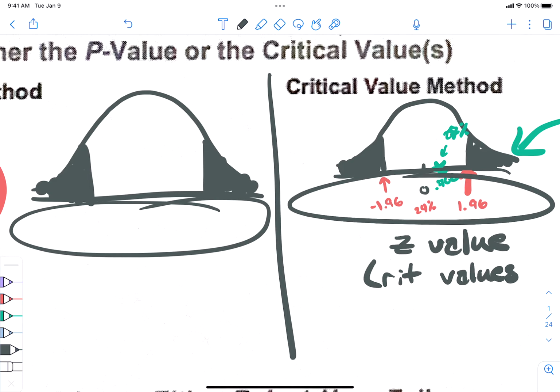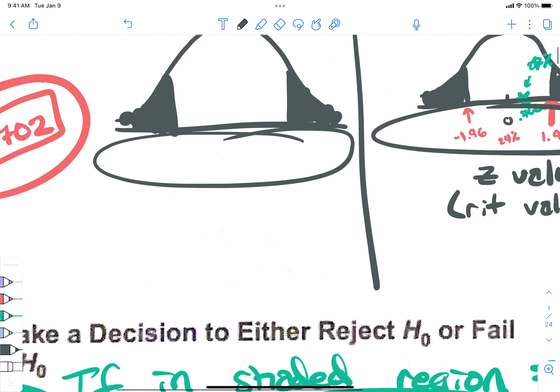Stats kids, are you really confused with the whole critical value thing? Because you get critical values here and critical values in calc. Yes, different critical values, right? Different ones.